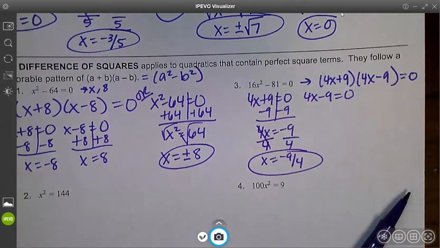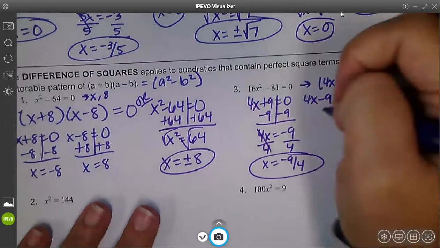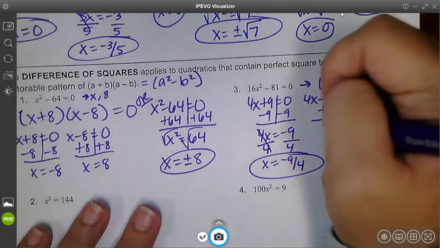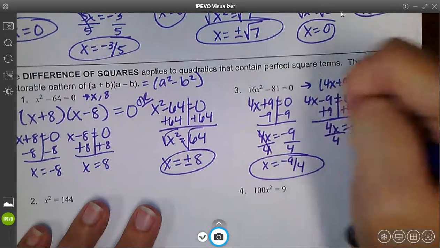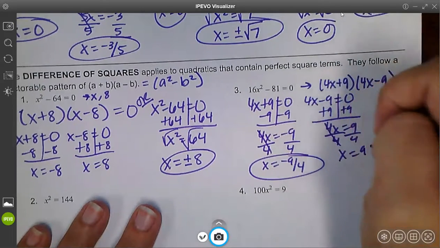The next one, add 9 to both sides. 4x equals 9. Divide both sides by 4. x equals positive 9/4.